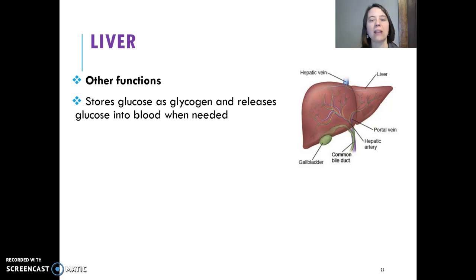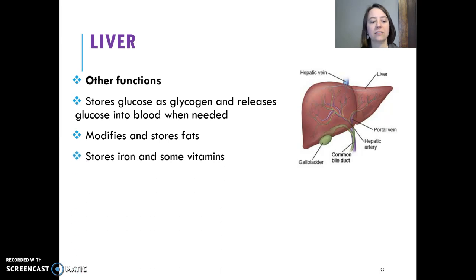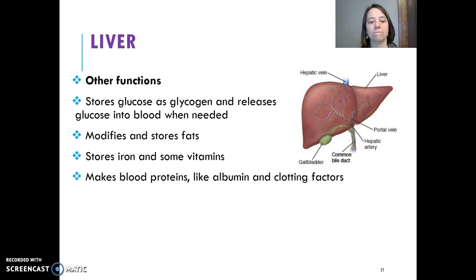And as we know, the pancreas talks to the liver quite a bit to, if there's too much blood glucose, to store it as glycogen. And then if there's not enough blood glucose, to break down the glycogen and release it as blood glucose. Also, the liver will modify and store fats. It stores iron and some other vitamins.